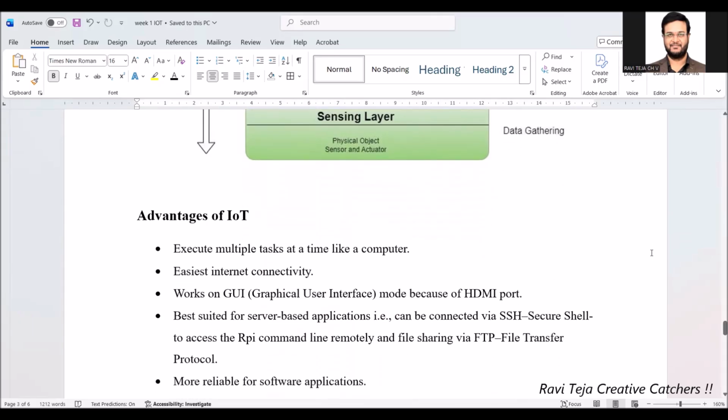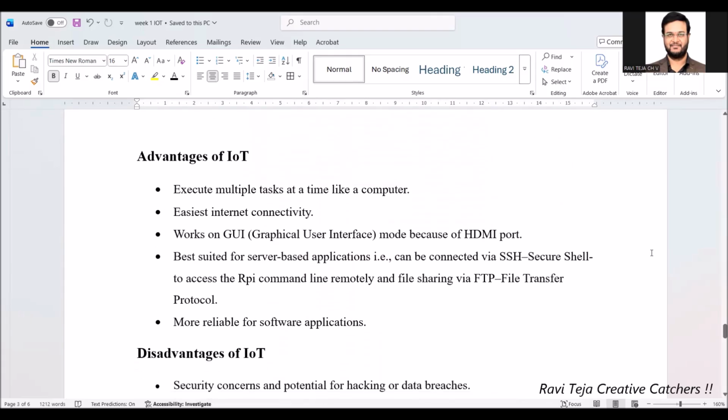Now coming to the advantages of IoT. So nowadays, each and every home appliance or IoT device is connected over internet. You can execute multiple tasks at a time like a computer. So we have one more advantage: all these devices have internet connectivity and are connected over internet, which can be viewed or monitored or controlled wirelessly using internet.